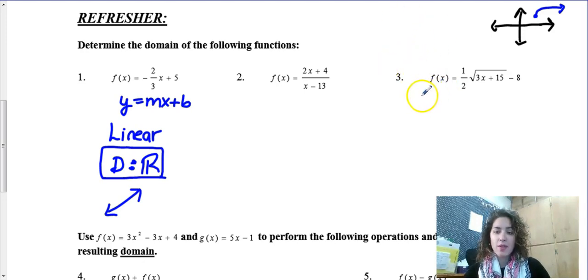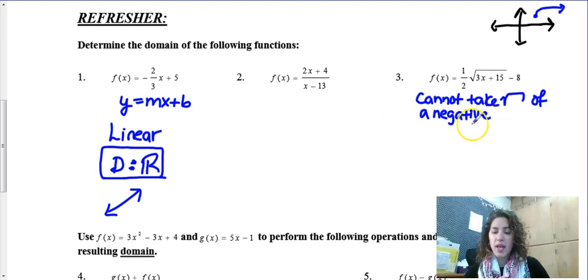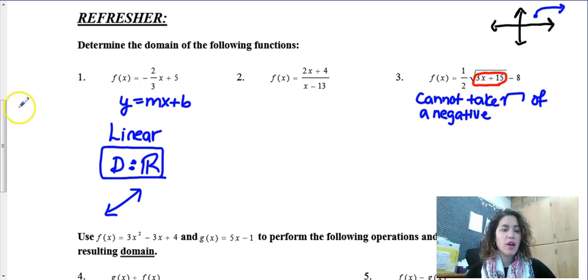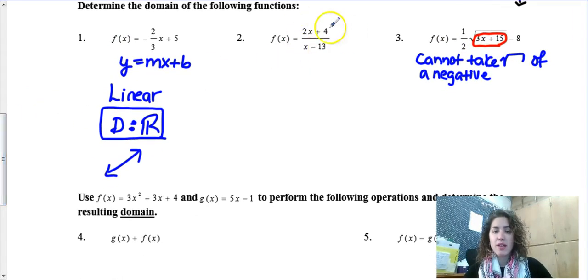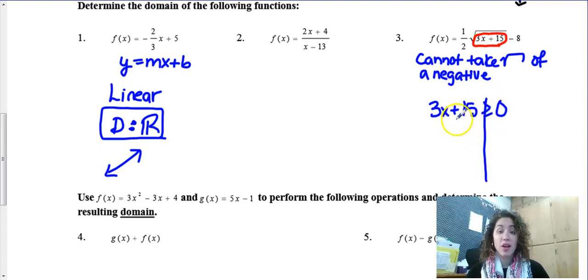We talked about in class how we cannot take an even root of a negative. We can't take the square root of a negative. So we focus our attention on what's underneath the radical. Whatever's under here can't be negative, meaning it has to be positive. So to figure that out using our algebra, we take the expression that is underneath the radical and we set it greater than or equal to 0. Because we're saying this has to be positive. And now we can solve for x.